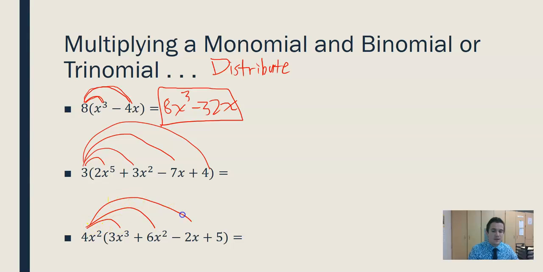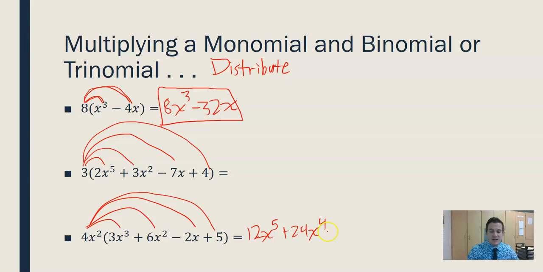Same here. This last one I will actually go ahead and do for us and kind of give as an example. So 4x squared times 3x cubed is 12x to the 5th, because 4 times 3 is 12. X squared times x cubed is 5 total x's being multiplied together, so that's 12x to the 5th. 4x squared times 6x squared, that's 24x to the 4th.